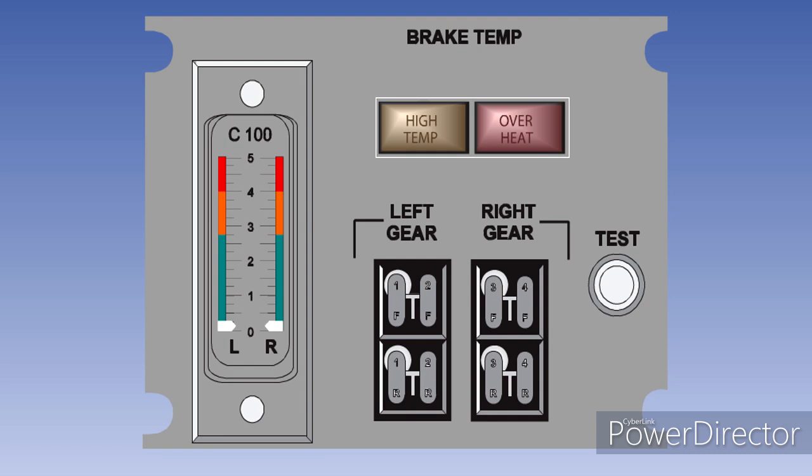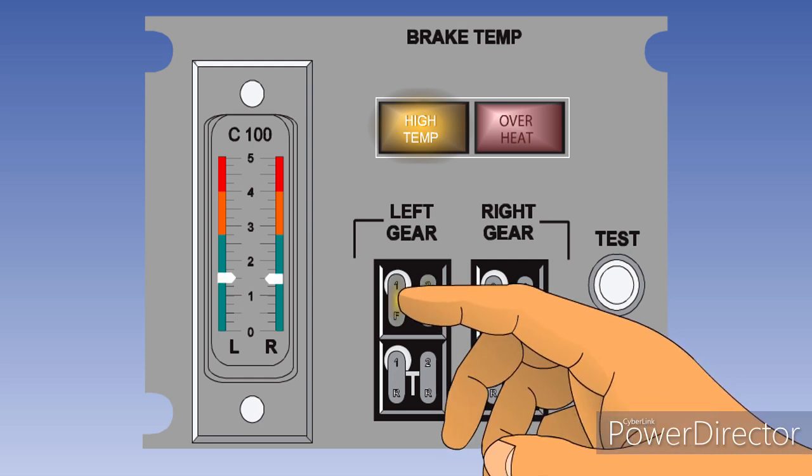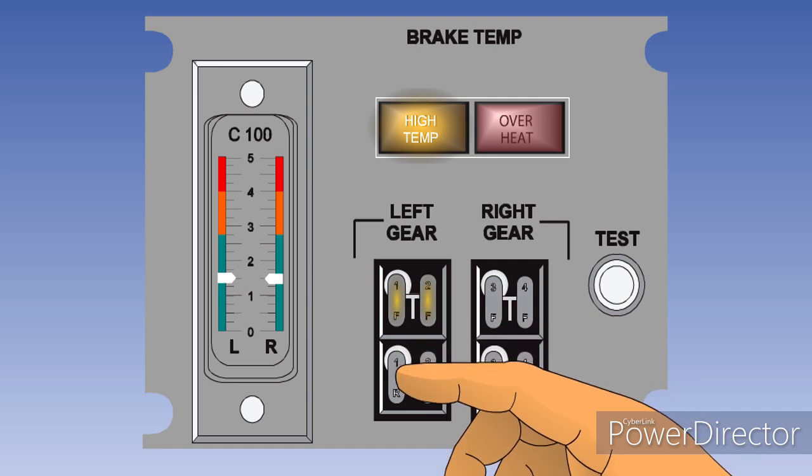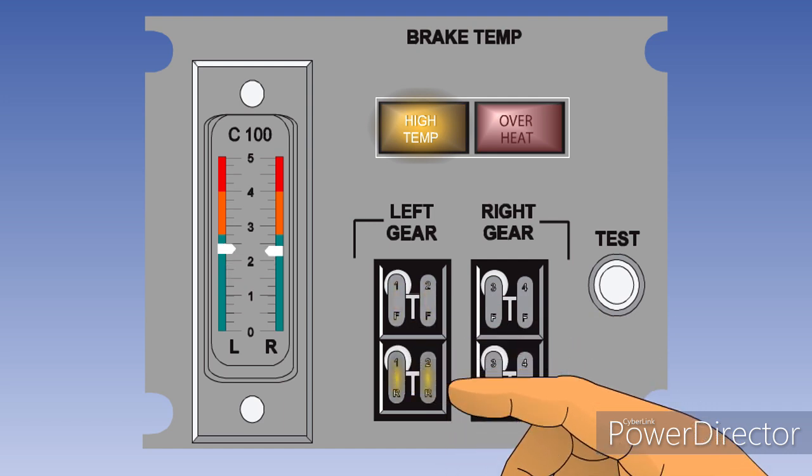The brake temperatures of all wheels are constantly monitored by the system. If the temperature of any brake assembly rises above a predetermined level, then an amber high temperature indicator light illuminates. By cycling through the switch positions, the operator will be able to locate the wheel brake which is triggering the alarm.